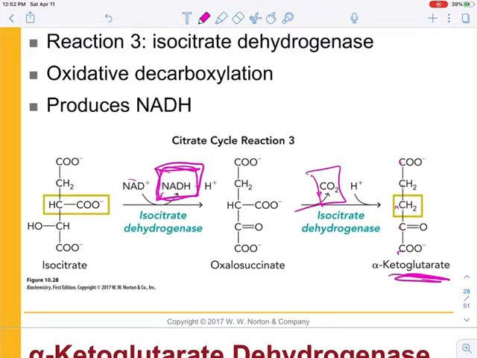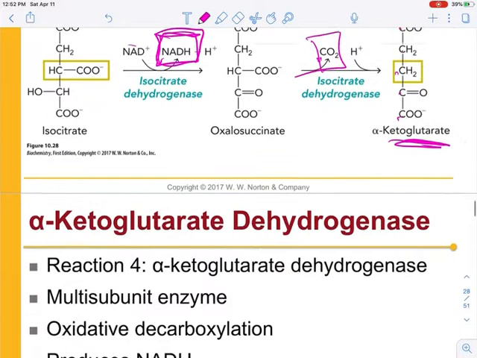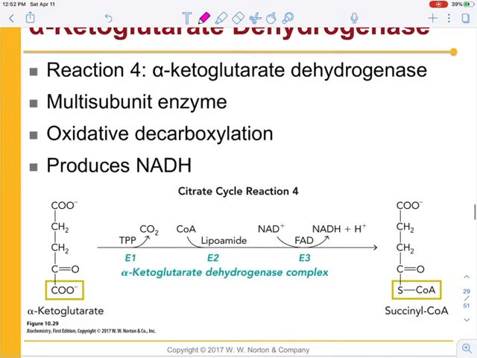So if you're counting, we lost carbon dioxide from pyruvate oxidation, and since there are 2 pyruvates for every glucose, we lost 2 carbon dioxides there. And now we've lost 2 carbon dioxides from isocitrate, and so we have 2 more to lose after alpha-ketoglutarate. Okay, so we have this 5-carbon alpha-ketoglutarate, 1, 2, 3, 4, 5.